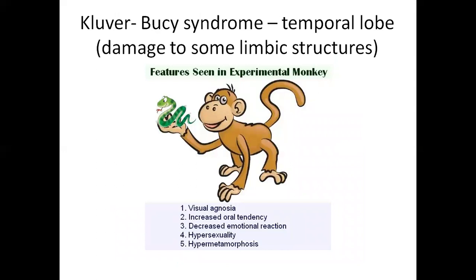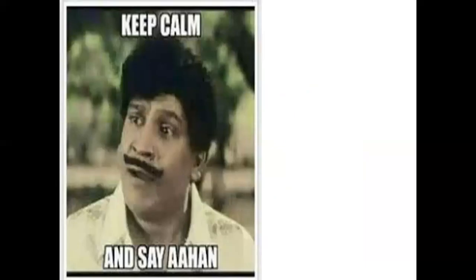Finally, the Kluver-Bucy syndrome. We saw in the previous class that it's because of lesions of the temporal lobe, but there is damage to certain limbic structures as well that precipitates Kluver-Bucy syndrome, where the individual has visual agnosia, increased oral tendency, decreased emotional reaction, hypersexuality, and hypermetamorphosis.